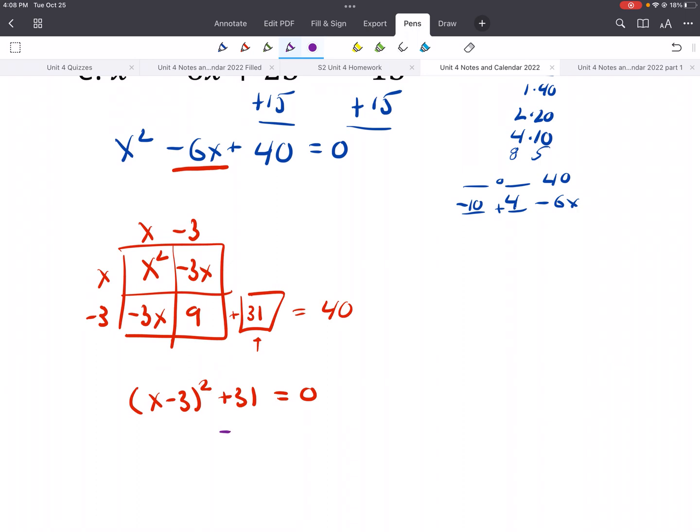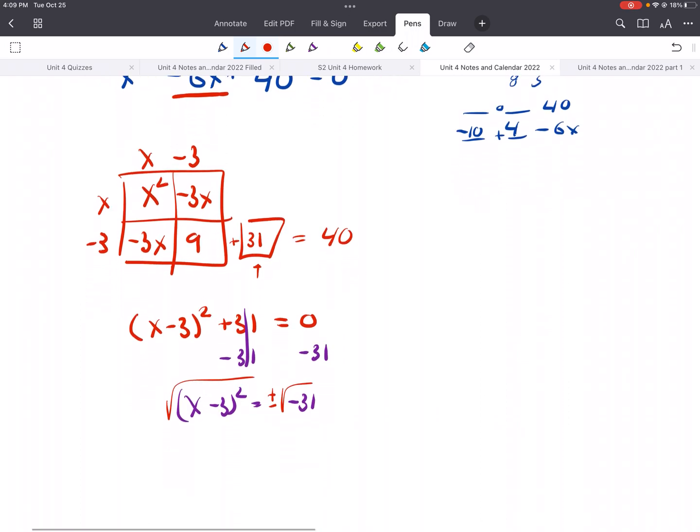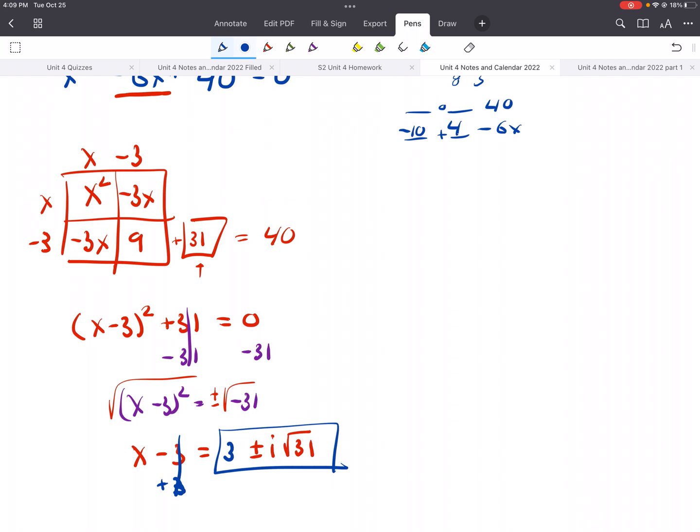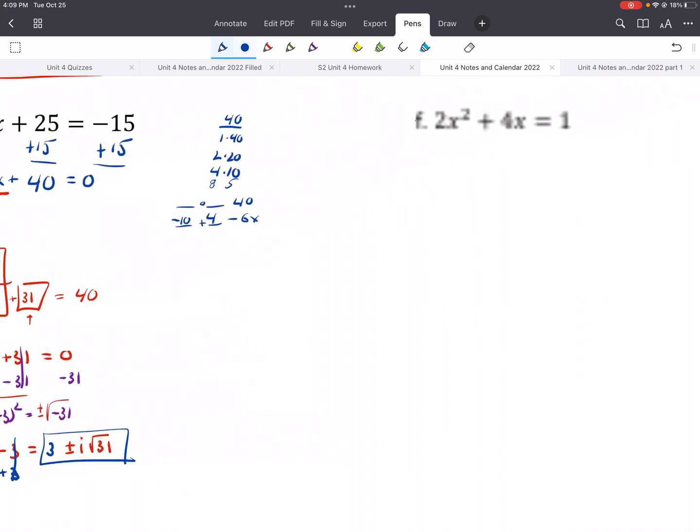And we just solve. So subtract 31, and take the square root of both sides. Don't forget the plus or minus. So x minus 3 equals plus or minus i square root of 31. And then we'll add 3. And we get x equals 3 plus or minus i square root of 31. Last one.